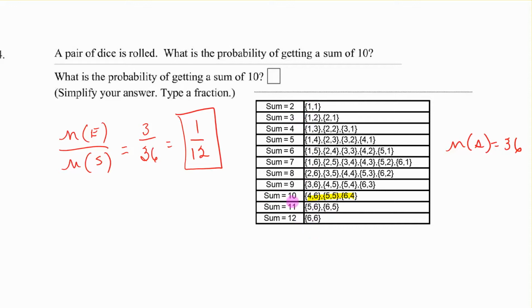And so to get a 10, you could roll a 4 and a 6, a 5 and a 5, or a 6 and a 4. So that's 3 in that event that would give you 10. And the number in the sample space, if you total all of these up, is 36. So we're going to use this number, and we can look at the chart for future questions. Okay? So the number for that event would be 3 out of 36. So that's a 1 in 12 probability that you would get a sum of 10.